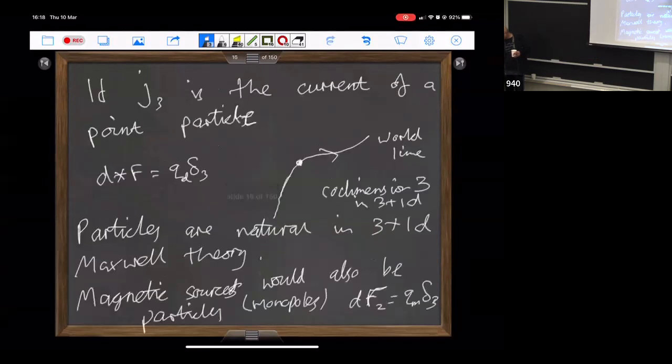So if I was just considering a completely localized particle, you have a delta function source, the equation would be d star F is Q delta 3, or if I wanted to add magnetic sources, you also have a magnetic monopole in principle.